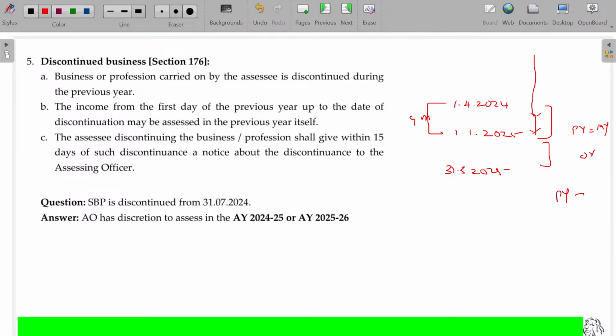The previous year income can be payable in the next assessment year. This is the option. In this case only. In this case, the last case, we have the option.